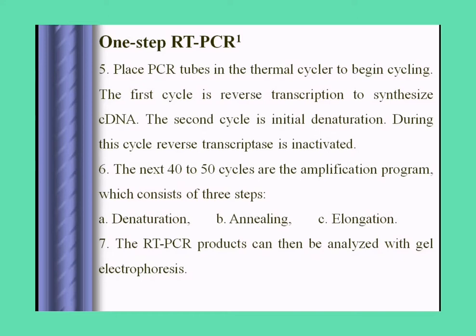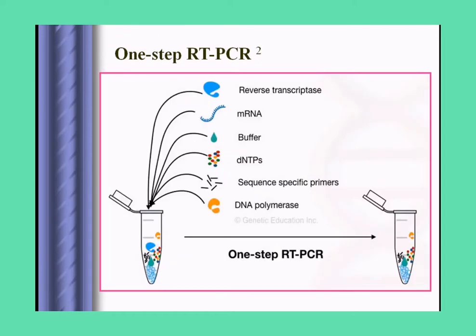The first cycle is reverse transcription to synthesize complementary DNA. The second cycle is initial denaturation. During this cycle, reverse transcriptase is inactivated. The next 40 to 50 cycles are the amplification program, which consists of three steps: first one, denaturation, then annealing and elongation. The RT-PCR products can then be analyzed with gel electrophoresis. This one is the pictorial representation of one-step RT-PCR.